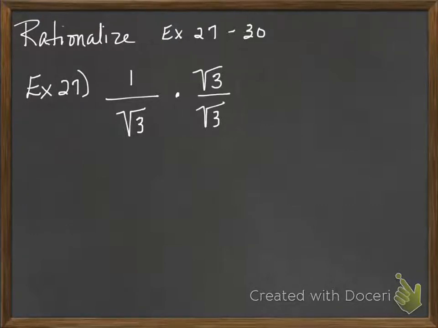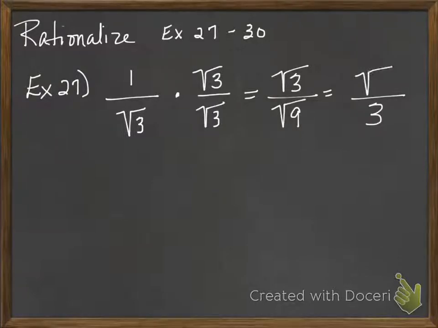So you're going to do top times the top. 1 times the square root of 3 is the square root of 3. Bottom times the bottom: square root of 3 times square root of 3 is the square root of 9. And then you're going to go, oh my gosh, the square root of 9 is a perfect square, and it's going to turn into just a 3. But you still have to leave the square root of 3 in the top.